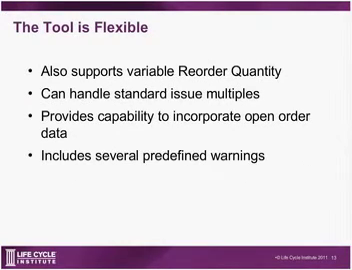I've shown you how the tool handles traditional reorder point replenishment with a fixed reorder quantity. Because of time constraints here, I wasn't able to show you some of the other capabilities and features of the tool, but it also supports an order up to method where you can have variable reorder quantities. It'll handle standard issue multiples where you say always use 2 at a time or always use 6 at a time. It has the capability to incorporate open order data, which really only impacts the front end of the profile. And it also includes several predefined warnings to help make sure you don't set up stocking parameters that just simply don't make any sense or incorporate way too much risk.